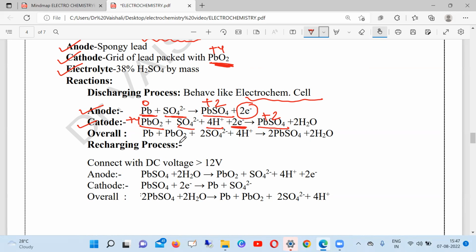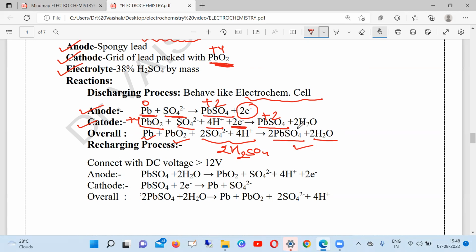And what is the overall reaction? You can write Pb plus PbO2 plus 2 sulfate ions plus 4H+, this is nothing but 2 moles of sulfuric acid, to form 2 moles of PbSO4 plus water. So this is the overall reaction. So you can see in this reaction, at the anode Pb is converting into PbSO4 and at the cathode PbO2 is converting into PbSO4. So both lead and lead dioxide convert into PbSO4.